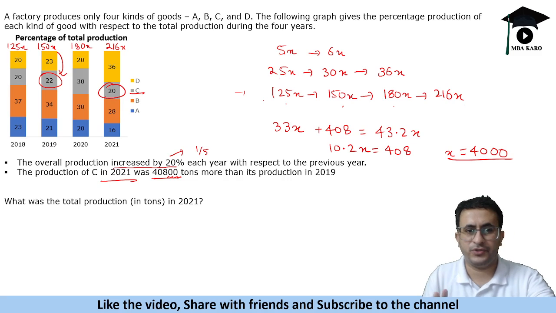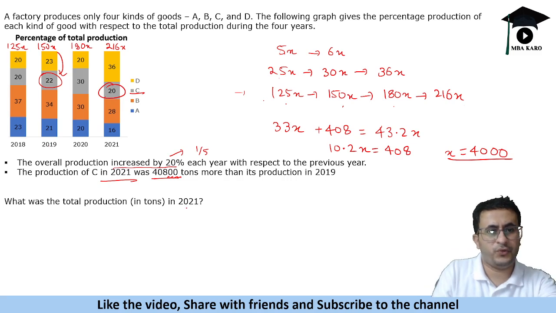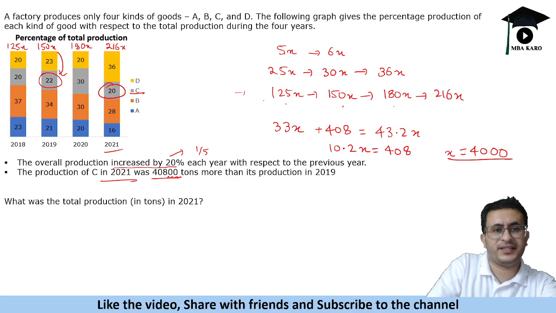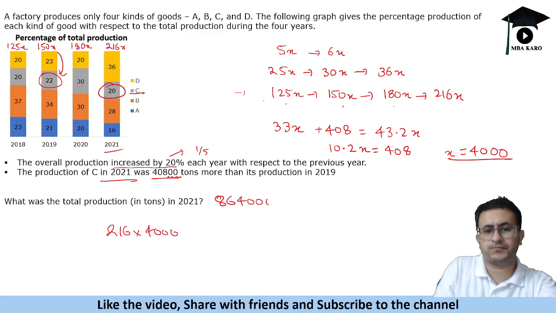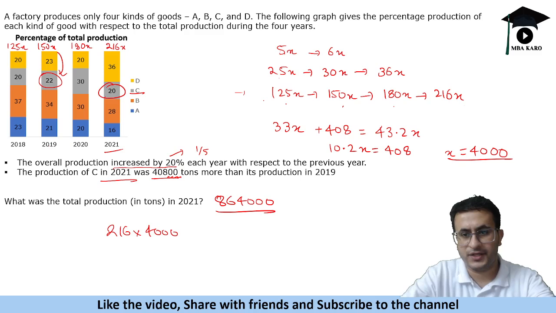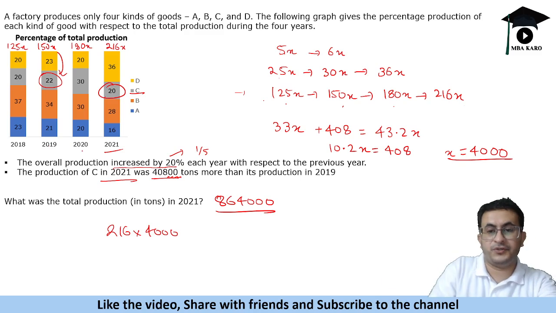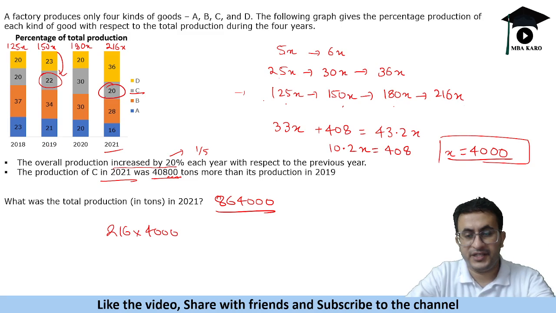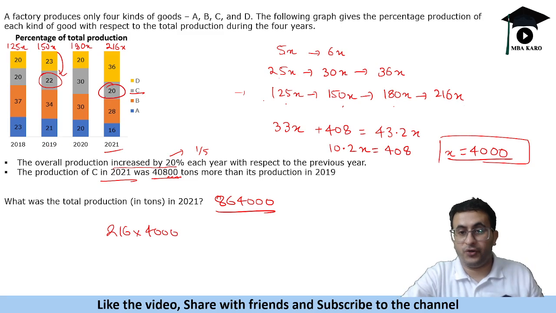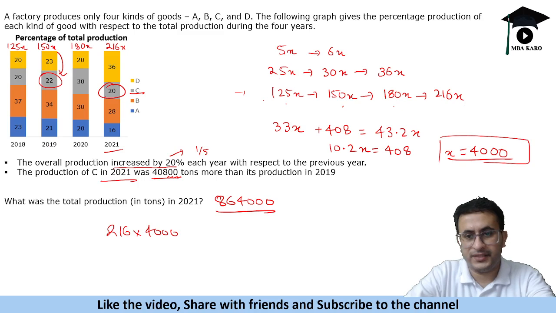So x is 4,000. What is the total production in 2021? In 2021 we are saying that 216 into 4,000. So 216 into 4,000, you will get 864,000. Okay, that is our answer. So now we know the productions. We know that x is 4,000. Multiply by 4,000 to get the respective values. No need to calculate all the values separately. We will see in the subsequent questions how this can be answered.